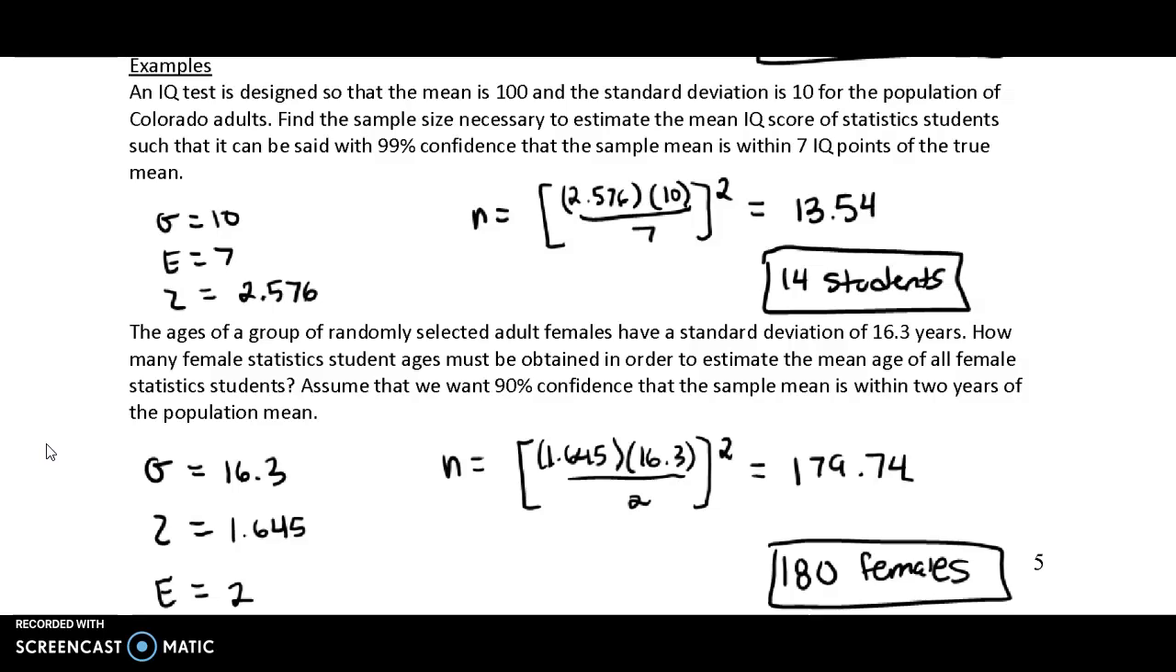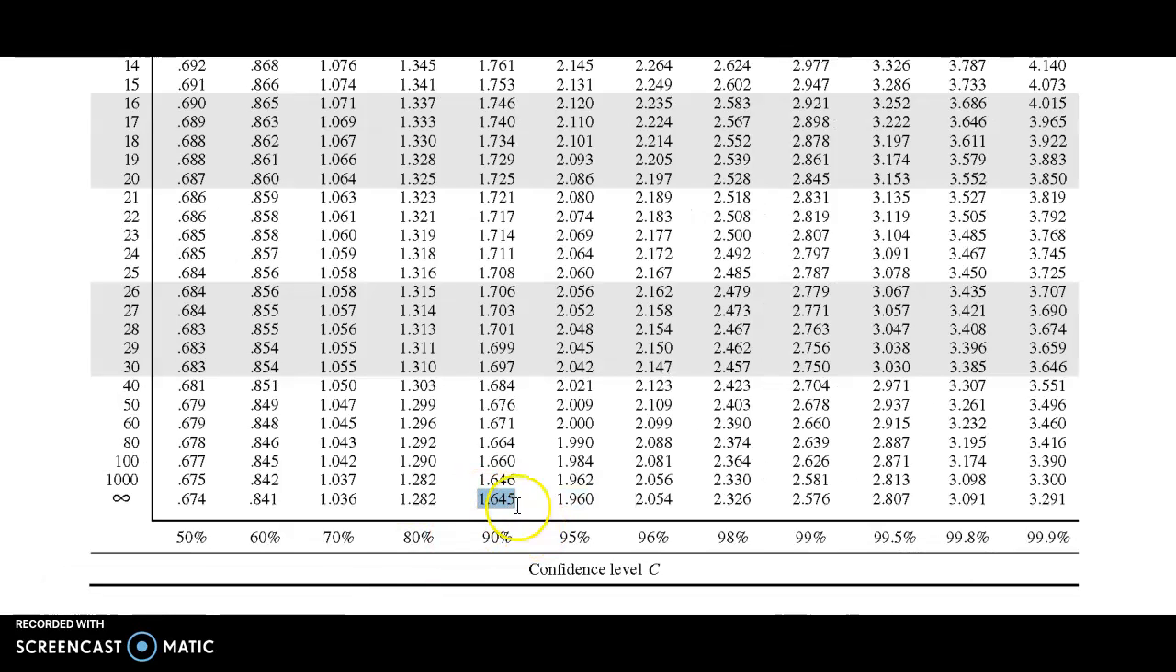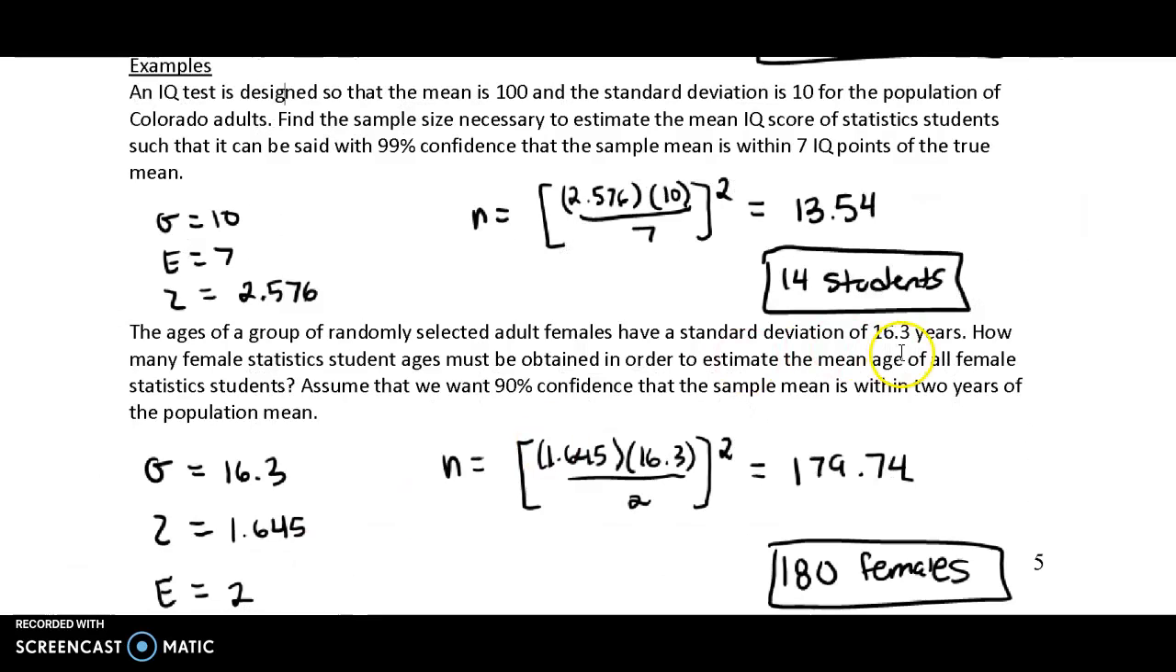Okay, so hopefully not too complicated. Again, we are assuming we know what sigma is, we've got our margin of error, and then we're just using the critical values provided to us from our table here. So 90% confidence, 95% confidence, and 99% confidence. These are the more common values, so if you ever forget them, don't worry, they're here at the bottom of your table B values. So we should get a sample size of about 14 students in the first example and a sample of 180 females in the second example.